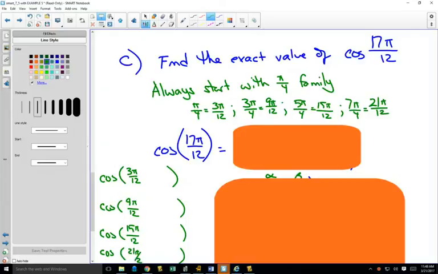Can you tell me what would have to go with 3 pi over 12 to get 17 pi over 12? What would I have to add or subtract, by the way? I'd have to add. That's pretty obvious because we need to get 17 and we're only at 3. What would I have to add to that to make 17? 14 pi over 12. Okay? What about 9 pi over 12? What would you have to add to that to make 17 pi over 12?